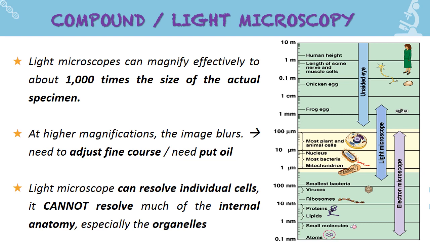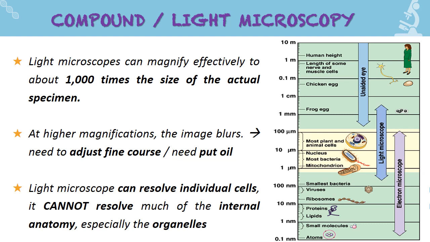Okay, so now let's discuss the first microscope, which is the light microscope, also known as the compound microscope. Light microscopes basically can magnify effectively to 1000 times the size of the actual specimen. And at the higher magnifications, the image will blur, so you need to adjust the fine focus, or you need to use the higher objective lens, which is 100 times, and you need to put the oil immersion.